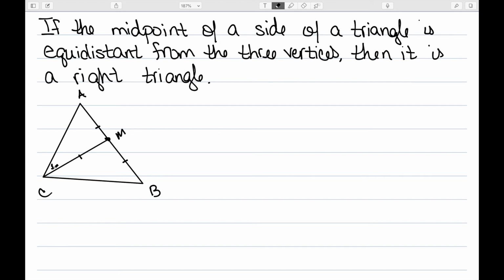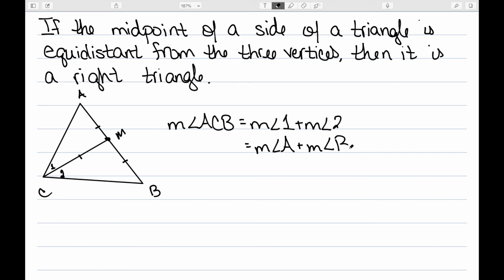So once again, I'm going to call this angle 1 and angle 2. We then have the measure of angle ACB has to be equal to the measure of angle 1 plus the measure of angle 2. Since this up here is an isosceles triangle, we know that angle 1 has to be congruent to angle A by our isosceles triangle theorem. Similarly, this triangle down here is isosceles, so angle 2 has to be the same as the measure of angle B, once again by our isosceles triangle theorem.